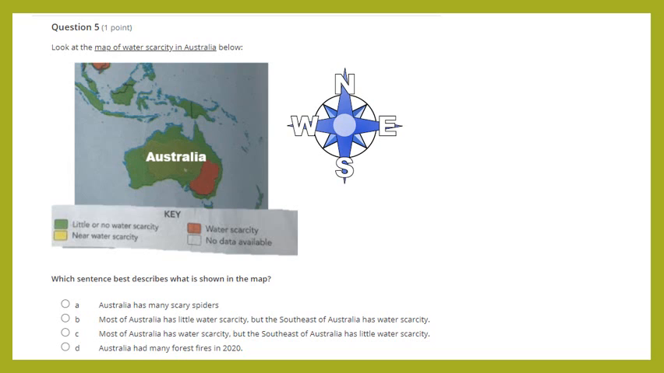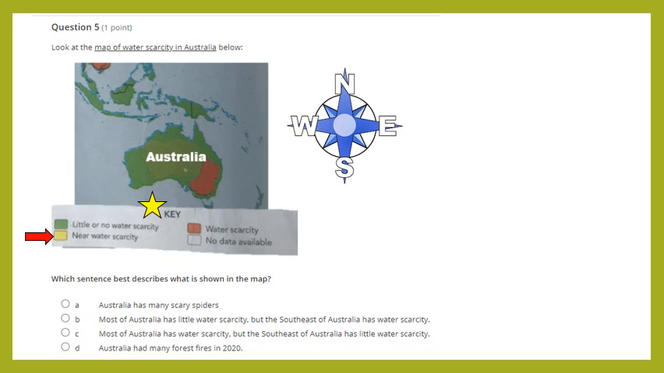Question 5. Look at the map of water scarcity in Australia below. Remember, scarcity means that there isn't a lot for everyone to use. So Australia is labeled on the map. So we're going to look at the key. So I look at this green. Green represents little or no water scarcity. So water is A-okay, pretty much everyone can use it.